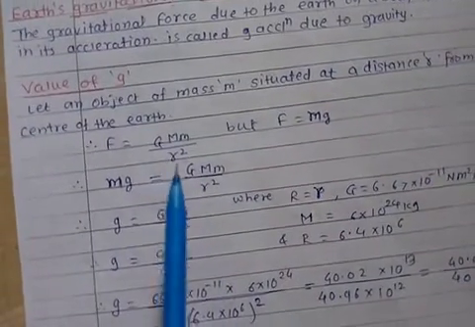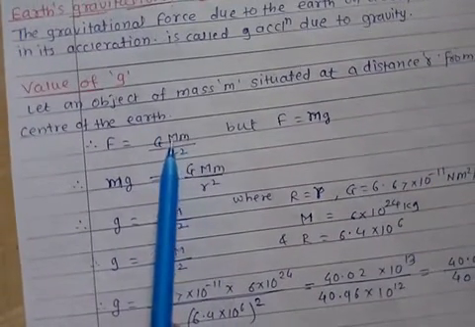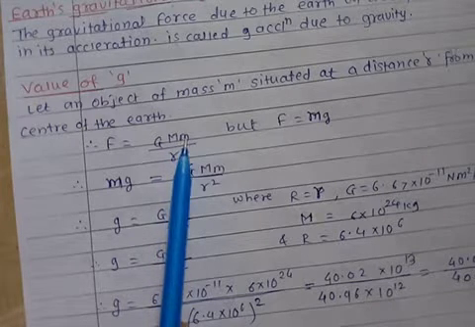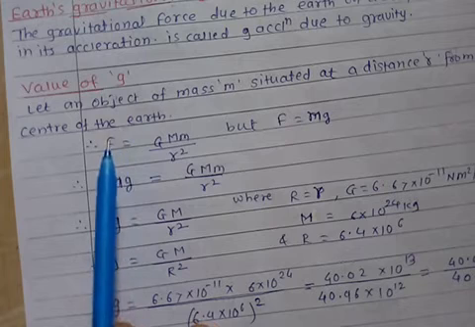Here also, you know, there is a formula. There are two objects. If one object becomes twice, then the force also becomes twice.